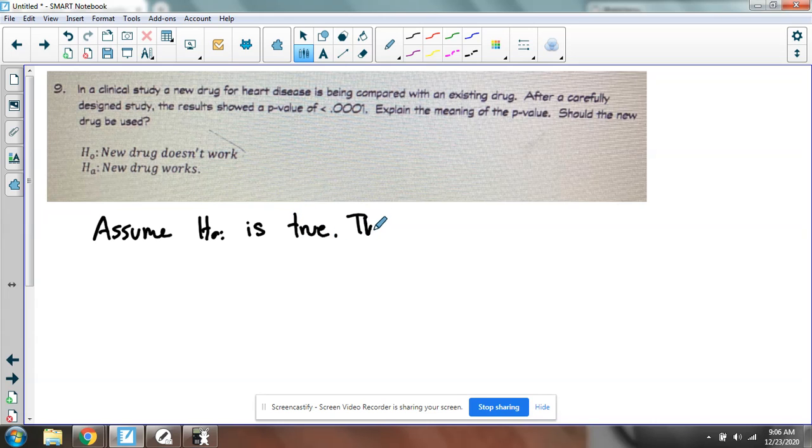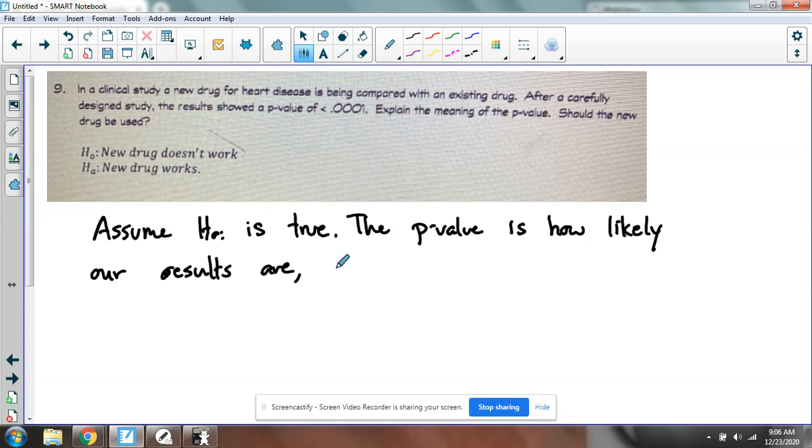The p-value is how likely our results are, given the null is true.